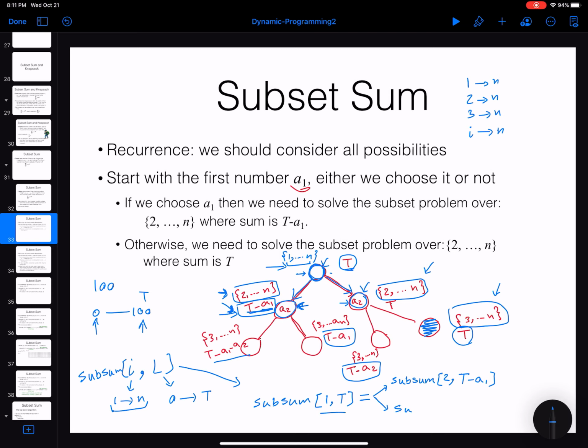Or subsum for 2 and t. I didn't take A1, so the target is still t, but I can only take items from A2 to AN. If any of these two is true, this one is going to be true. So you are taking an OR between these two cases. This is going to be your recursive relation.